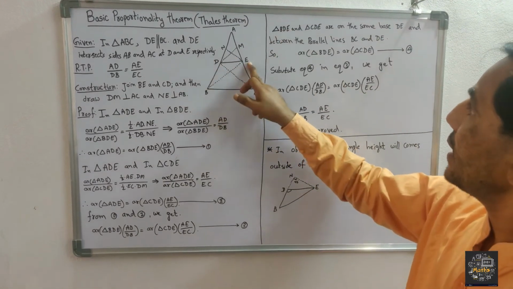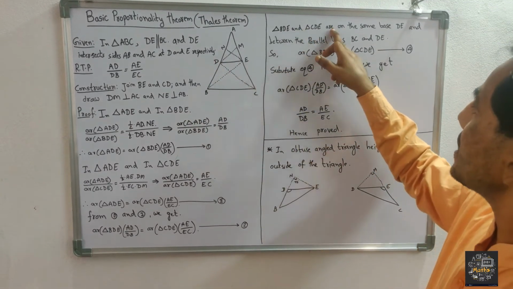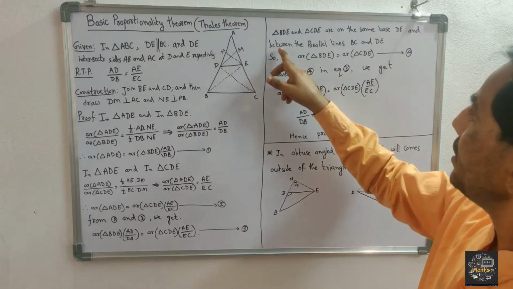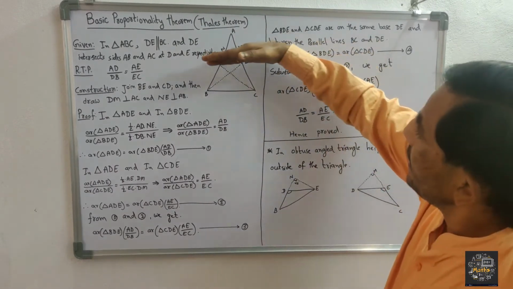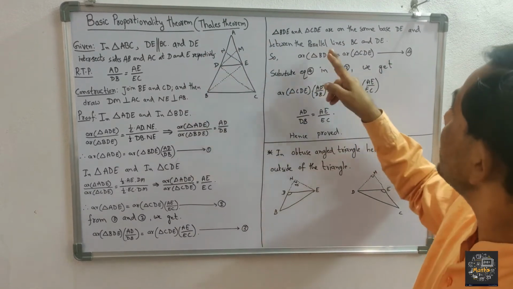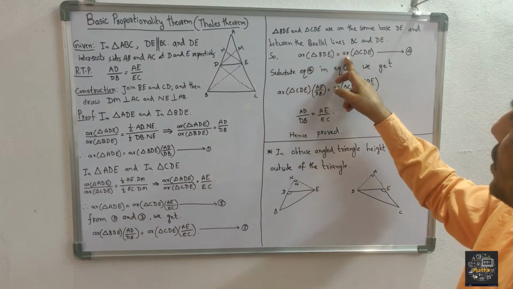Triangles BDE and CDE are on the same base, that is DE, and between the parallel lines, that is BC and DE. Here DE and BC, these two lines are parallel. So the areas are equal. So area of triangle BDE is equal to area of triangle CDE.